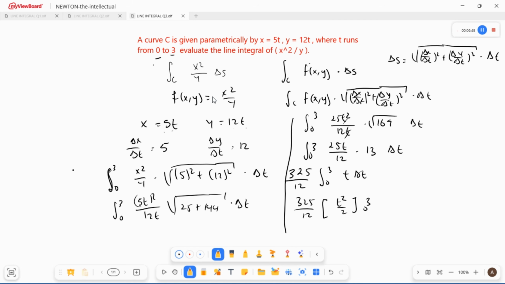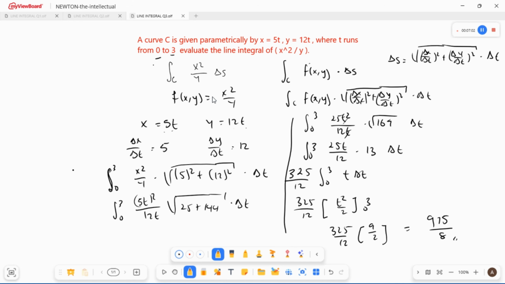Now, when you put 0, you already know you're going to get 0. So let's just put 3. So 325 over 12. Then we have 3 squared, which is 9, so 9 over 2. So we have this, and then our final answer will be 975 over 8. So these are our final answers. So very, very simple stuff.